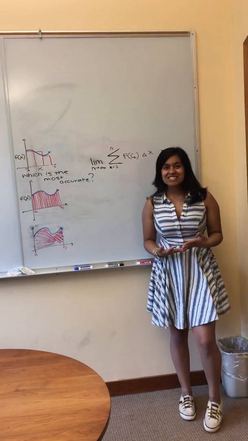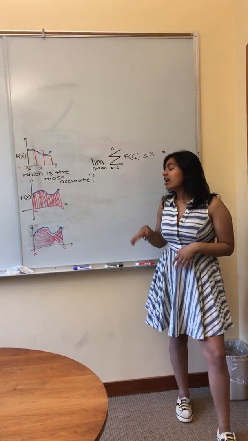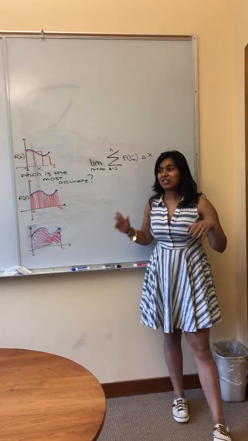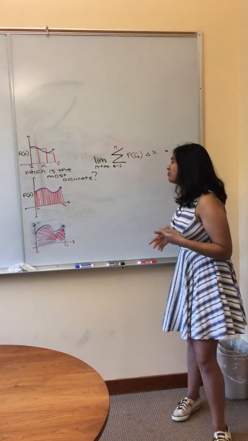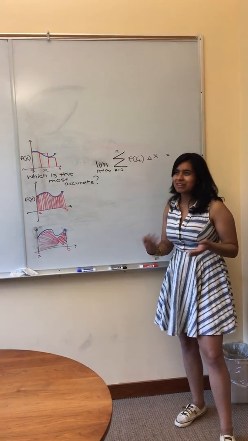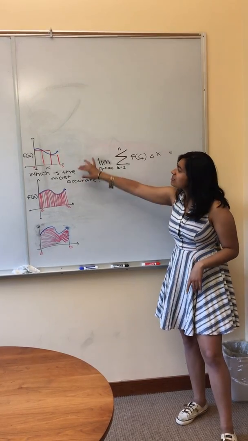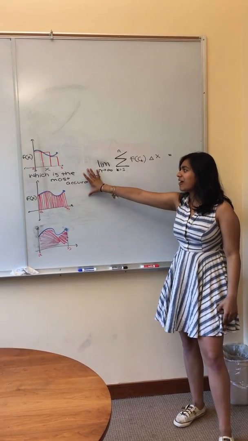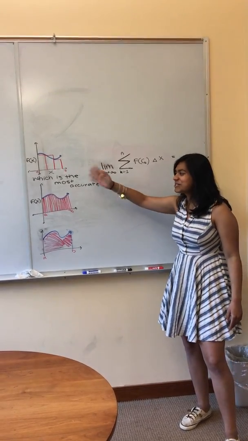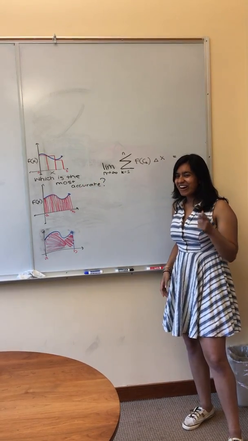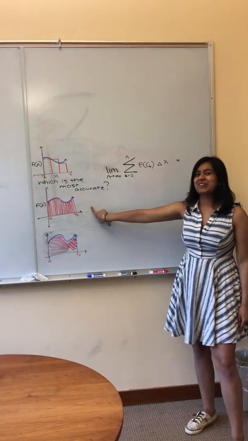Alright, so as discussed in the earlier video, rectangular summation, RRAM, LRAM, and MRAM can all be used to find or approximate the area under the curve. So here are some examples of LRAM. Which one is the most accurate? I'll tell you, it's this one.